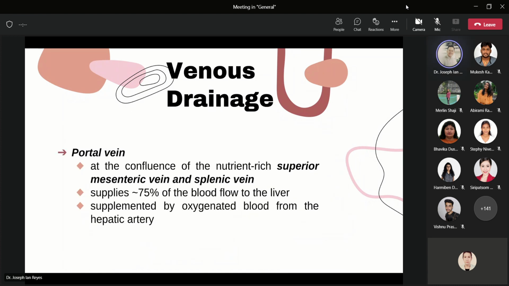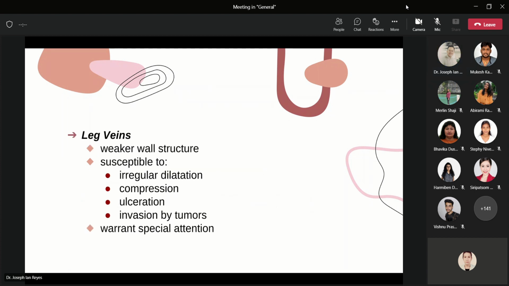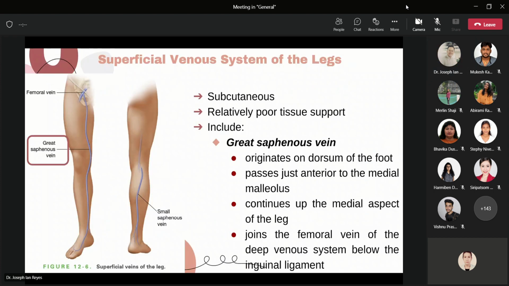So again, portal vein. There you would have your superior mesenteric vein and the splenic vein, 75% of blood flow to the liver, and it is supplemented by oxygenated blood from the hepatic artery. Okay, susceptible to irregular dilatation, compression, ulceration, invasion by tumors, and it would warrant special attention, your leg veins.